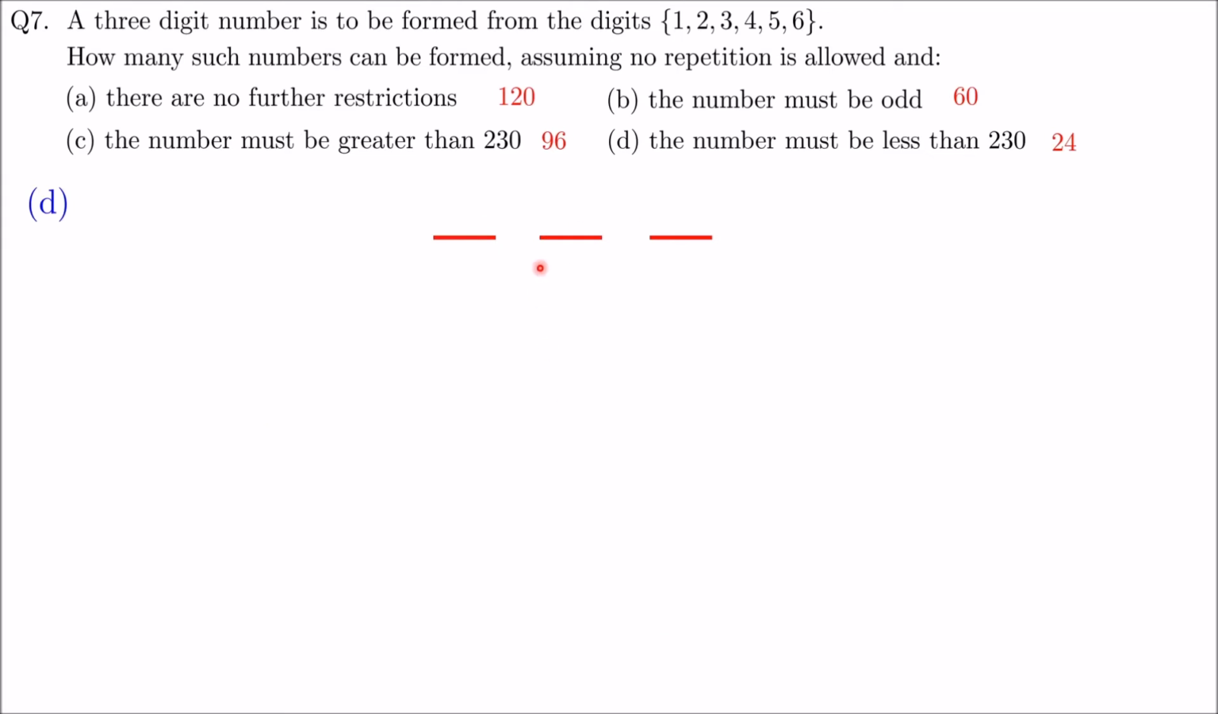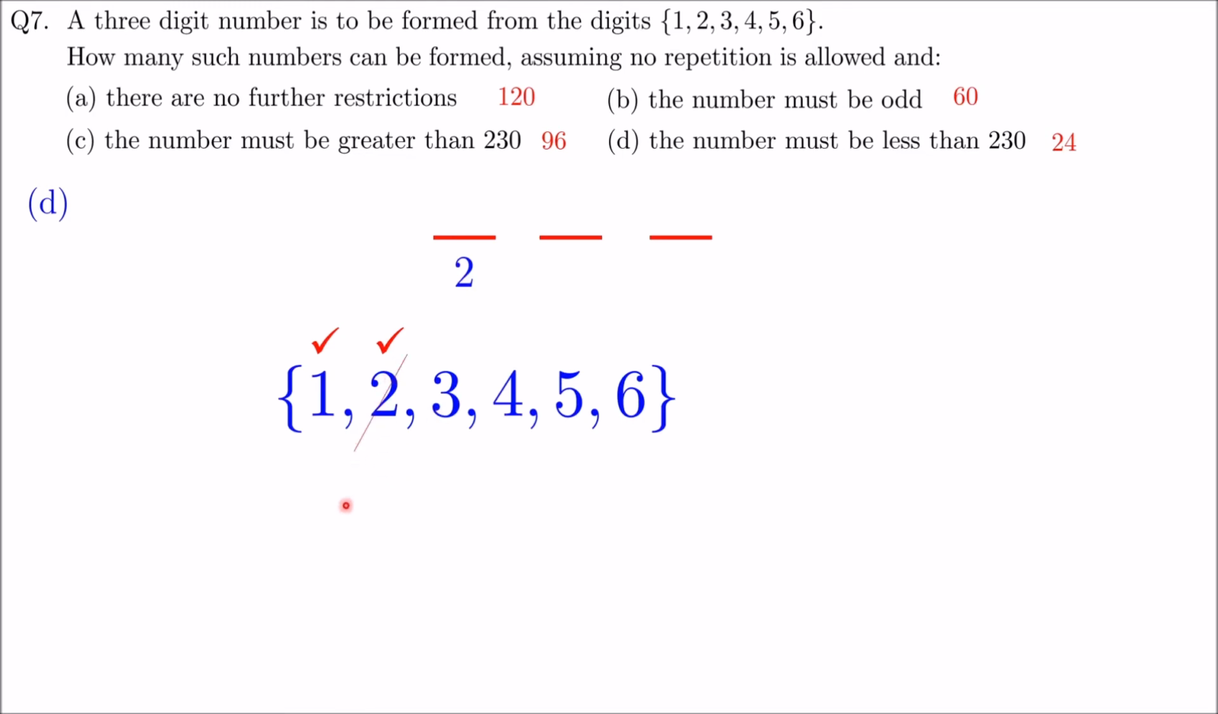Okay, so with part D, I'm actually going to do this question with a mistake to illustrate a common mistake that people make. We're trying to build a number that's less than 230. Some people might go, okay, we're trying to make the number small, so we definitely have to start with these two digits. So we've got two choices for our first slot.